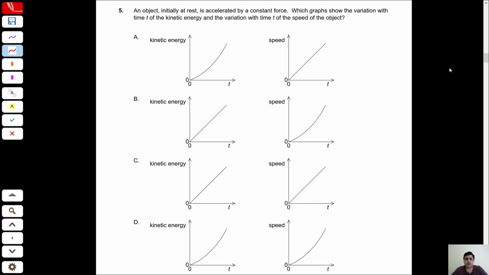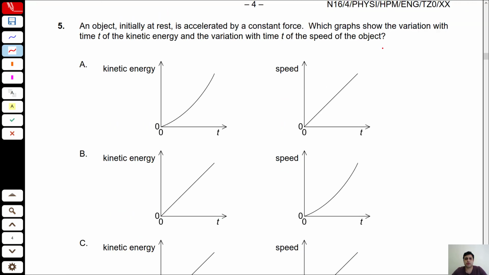An object initially at rest is accelerated by a constant force. So let's look at this question first. So there's a constant force acting on it. So whenever you see the word force, always prepare yourself to use this formula. The net force acting on a body is equal to mass times acceleration. Acceleration and force are vector quantities, so they are direction dependent. Mass is a scalar, no direction.